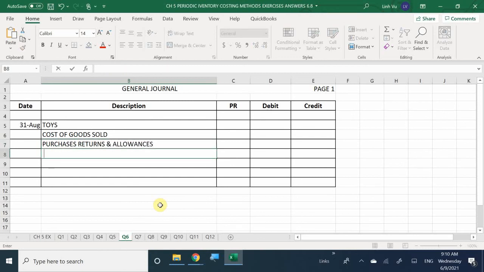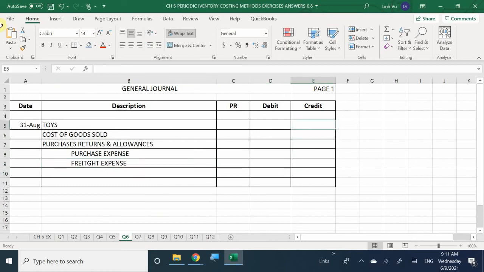All right. Now, depending on what company you work for, there are other names you can use for this account. It could be purchases only, purchase expense, purchase price, like you just said. But in general, just understand it's a purchase expense. And last but not least, freight expense. Okay, so let's go ahead and find our figures.